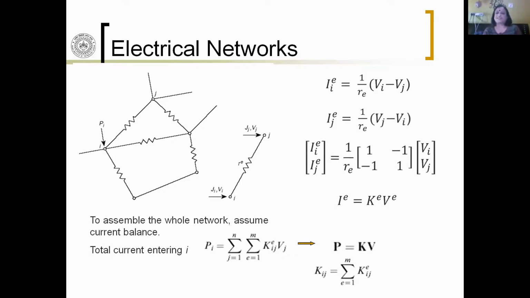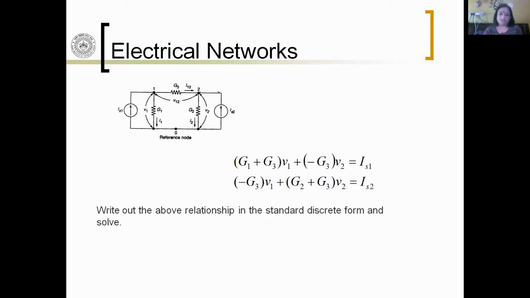You will see later that in finite element analysis, we do something very similar. I'm using this example because it is very familiar to all electrical engineers, if not all engineers. Once you do this, I'm going to give you the formal definition.